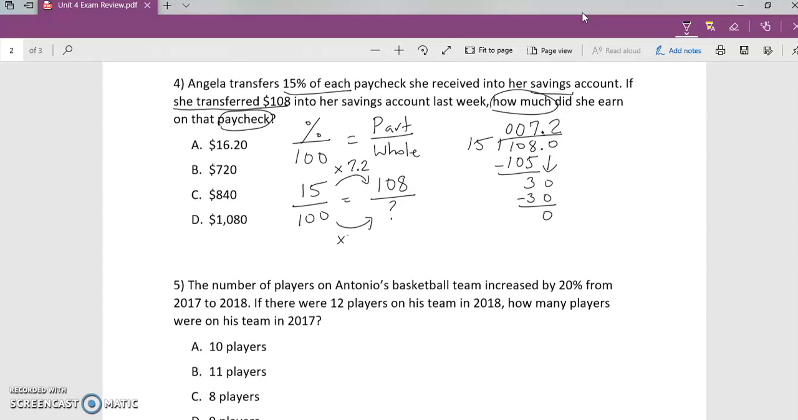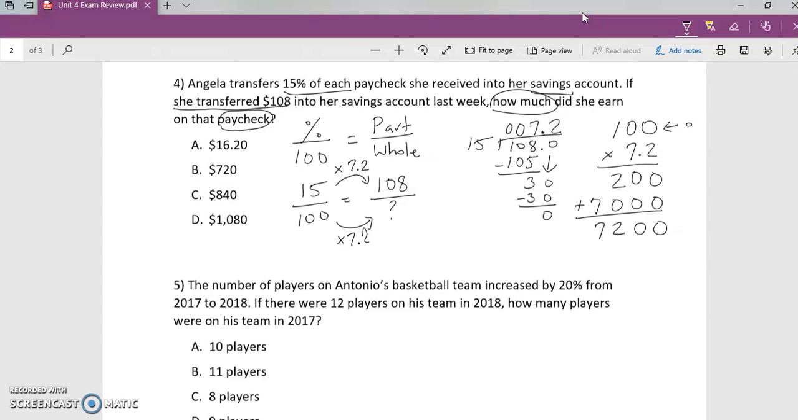So if I did that on the top, it means I also have to do that on the bottom. So 100 times 7.2: 2 times 0 is 0, 0, 2 times 1 is 2. Start the second row with a 0. 7 times 0 is 0, 0 again. 7 times 1 is 7. 0, 0, 2, and 7.